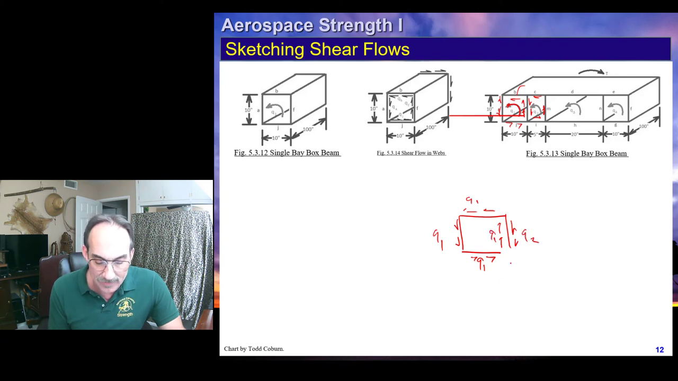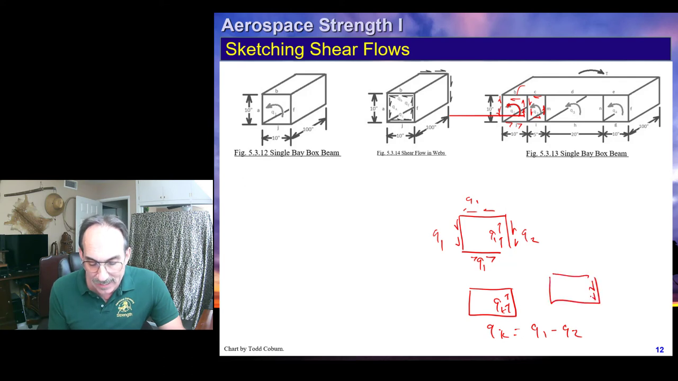What's the net shear flow in that web? Let's say when we draw this, we want to calculate the shear flow. We think it's going to go this way, so we'll call this QK. QK is equal to, I drew it in the upward direction, so that's Q1 minus Q2, since Q2 is in the other direction. That is the net shear flow. If instead I had drawn QK like this, then I would have said Q2 is going down, so it's Q2 minus Q1.